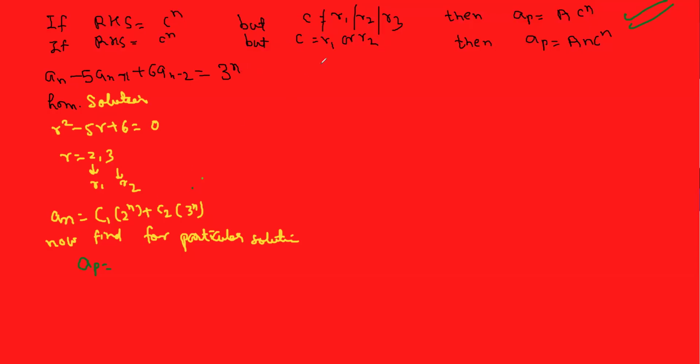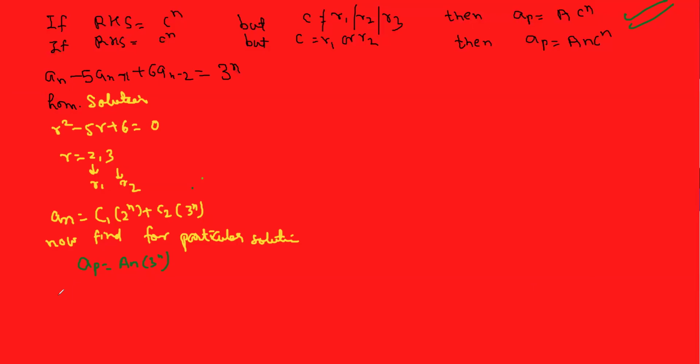Now you can see 3 is same as R2, na? Then what AP will be? A n into 3 raised to n. Understood? Don't write only A 3 raised to n. You have to write A n into 3 raised to n. Understood? Now put here.